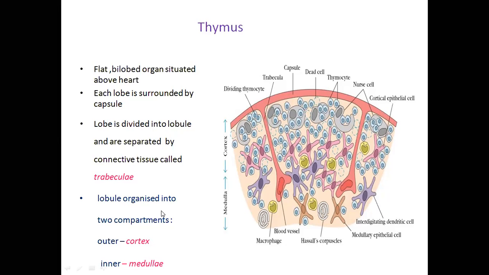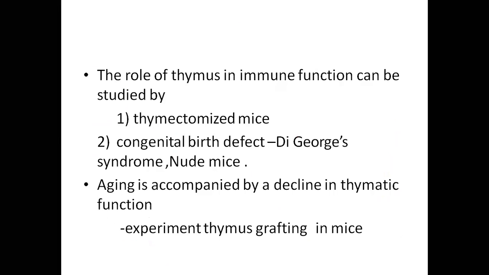The lobe is organized into two compartments. One is the cortex. This is the cortex area, which is the outer part, and medulla is the inner part of the thymus. What is the role of thymus in immune function? Like how has this been studied? That the thymus has a role in immune function. How was this proved? This was proved by a study.